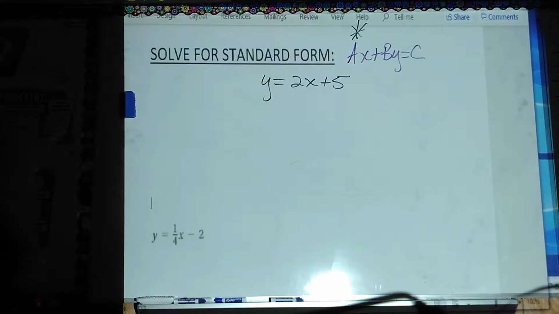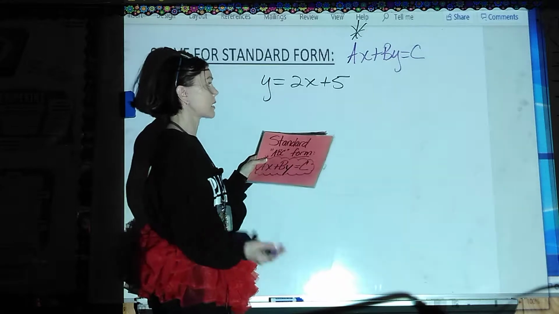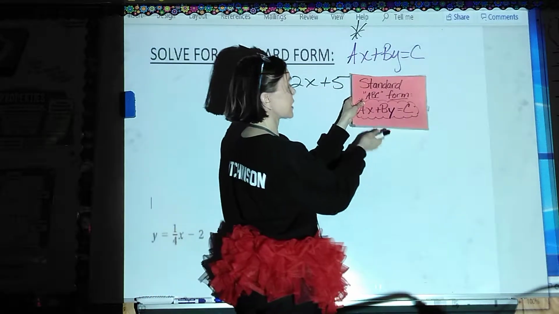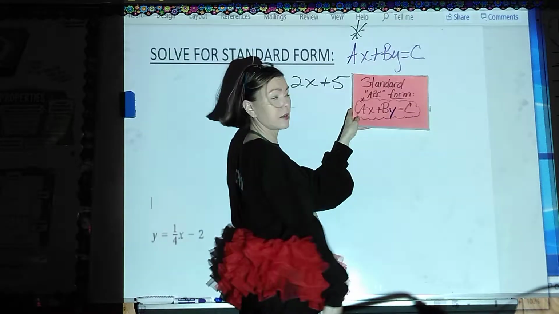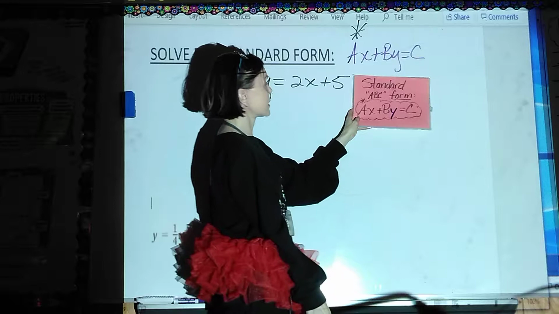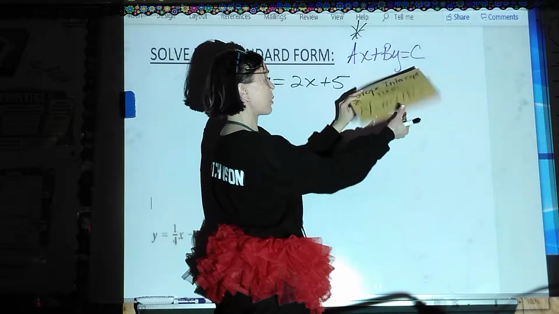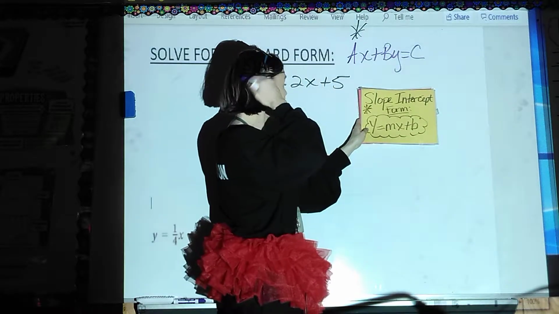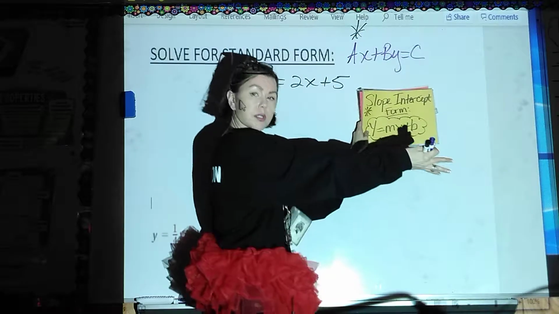All right, and finally, our last video. We're going to be solving for standard form. Our standard form is ax plus by equals c, also known as ABC form. So far we've been taking it from standard form and solving for slope-intercept form. I told you that all of these were interchangeable, backwards and forwards and forwards and backwards.